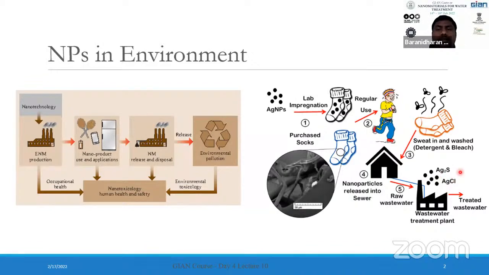When you expose silver nanoparticles, or if an aggregation study is taken up with respect to silver in groundwater, especially groundwater high in chloride content, obviously you'd have a precipitate at the bottom, which is nothing but silver chloride. So again, whether the silver transformation happens in the sewer or in the wastewater treatment plant, all of those need to be looked at in detail.